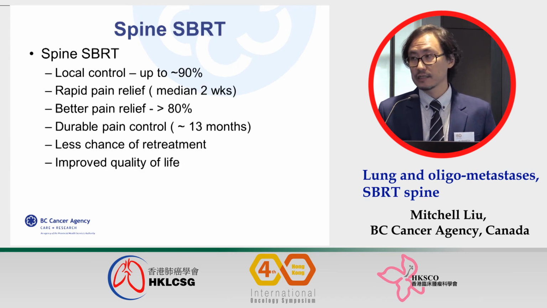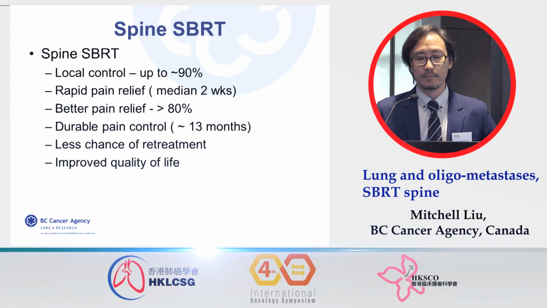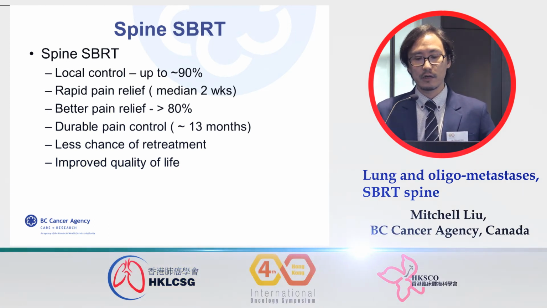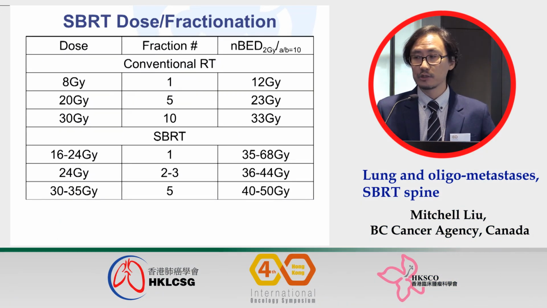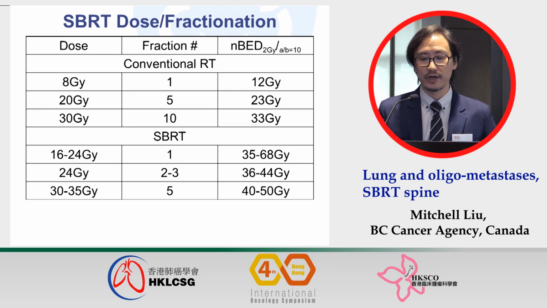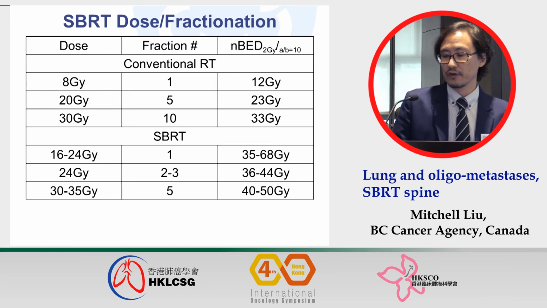With a higher dose using spine SBRT, perhaps we would improve the patient's quality of life by giving better local control, faster and better pain relief, and also durable pain control and less chance of retreatment. Some of the common dose fractionations of spine SBRT include a single dose of 16 to 24 grays, 24 grays in 2 to 3 fractions, as well as 30 to 35 grays in 5 fractions. That's a dose equivalent to 4 to 5 weeks of conventionally fractionated radiation treatment, and seems to be 2 to 3 times higher than the conventional palliative radiation dose.